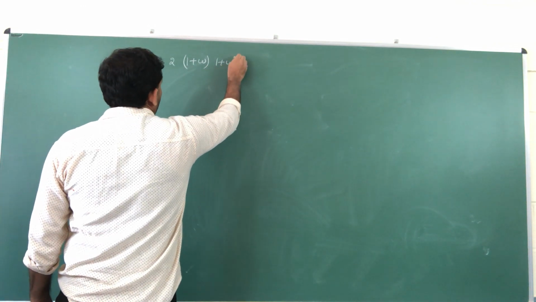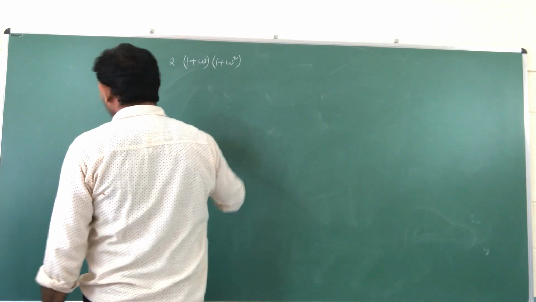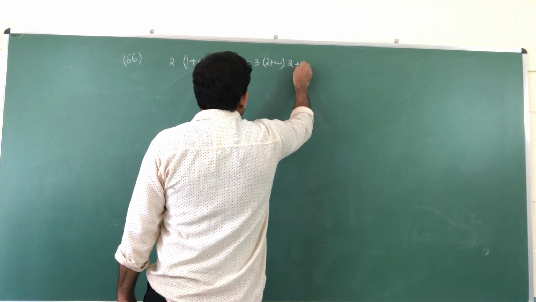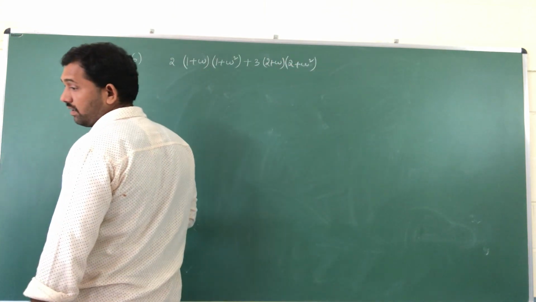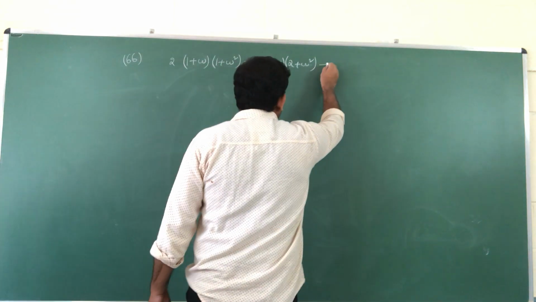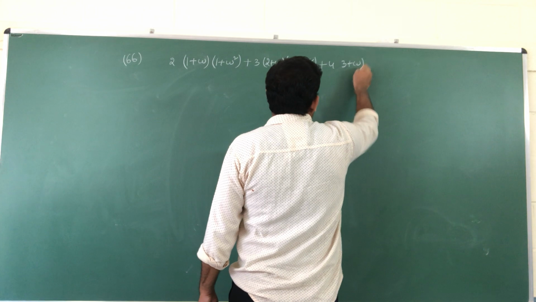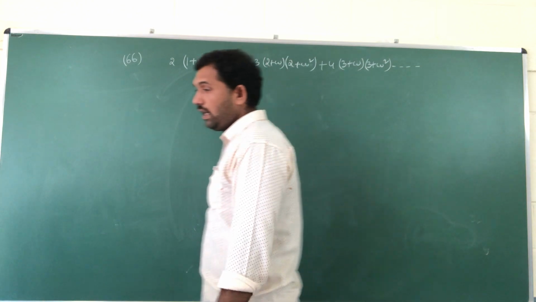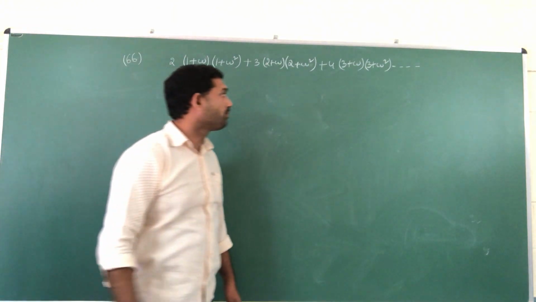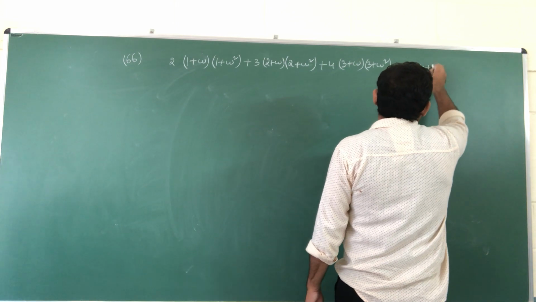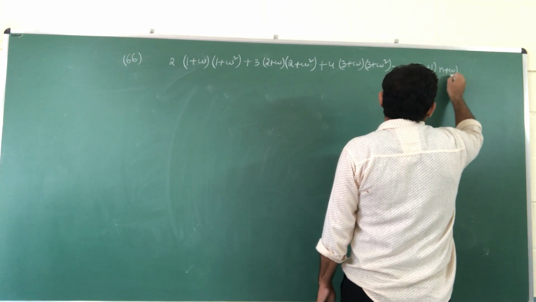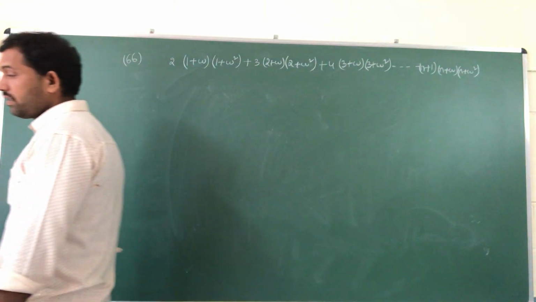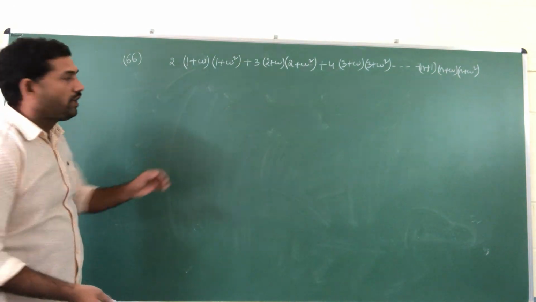3 into 2 plus omega square, plus 4 into 3 plus omega square, and so on, up to n plus 1 into n plus omega square. So this is there. The whole summation you have to take in sigma.